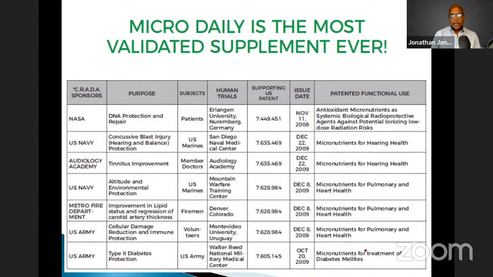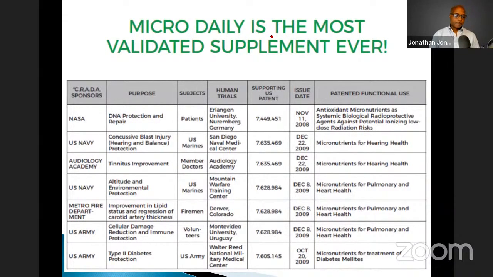These are different patents that were secured in connection with clinical studies that were done directly in connection with various government departments, namely the United States Navy, there's a fire department, and the United States Army. And the next one down again, micronutrients for pulmonary and heart health. So in 4 different studies, well, 3 different studies right there, it was clearly established and proved that a specific formulation of antioxidants was beneficial to the heart.